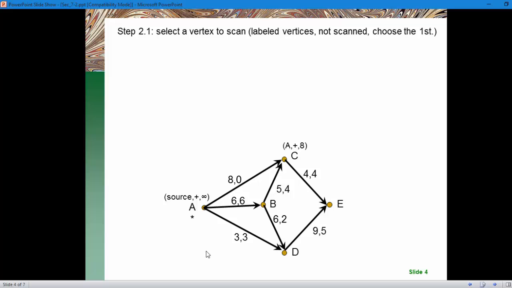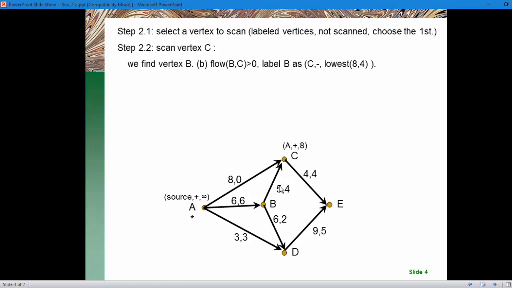Now we select a vertex that has not been scanned yet, but it has to be labeled. Labeled vertex that is not scanned. That means we're going to go to vertex C. At vertex C, we do the scanning. Scanning means that we look at all the adjacent vertices to C. That will be A, B, and E. However, A is already marked scanned, so we don't do anything with A. That means we're going to look only at vertex B and E.